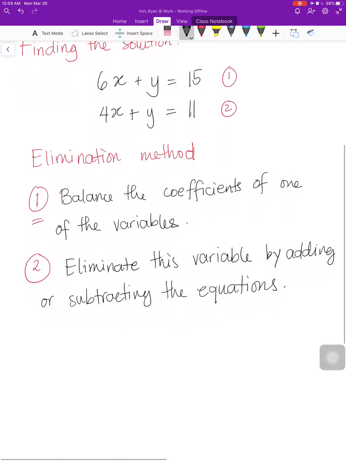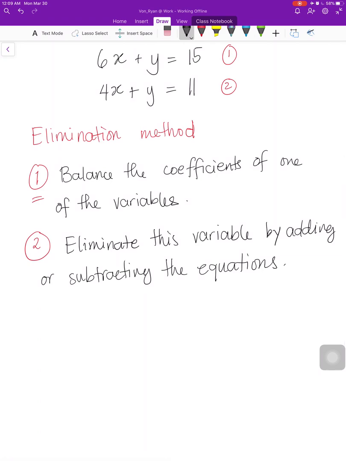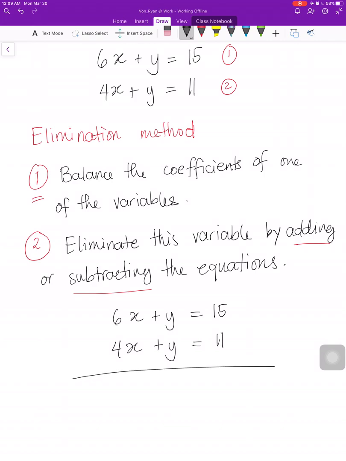Okay, so since y is already balanced, that's the one that we will try to eliminate, and we eliminate that using two possible ways, by adding or subtracting the equations. So 6x plus y equals 15 and 4x plus y equals 11. Since they are both positive y's, it's easier to subtract. Okay, and so we subtract all the like terms.